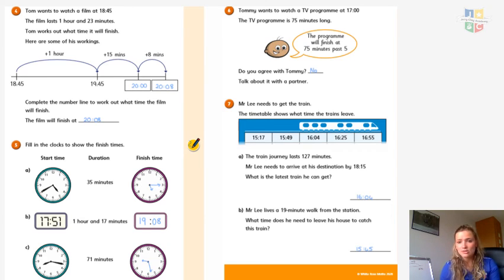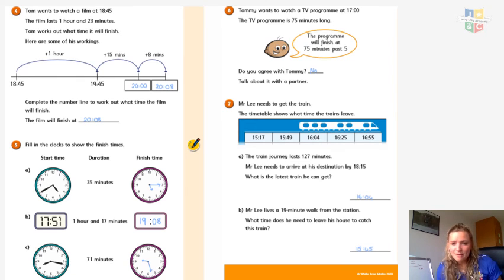Now the easiest way to do that would be to convert 127 minutes into how many hours and how many minutes. Now, because there's 60 minutes in an hour, I know 120 minutes is 2 hours, so 127 is 2 hours and 7 minutes. So if I take 2 hours and 7 minutes off 18:15, that would take me to 16:08. So I need to look which train time could he get as his latest train, which train time is just before 16:08, it would be 16:04.